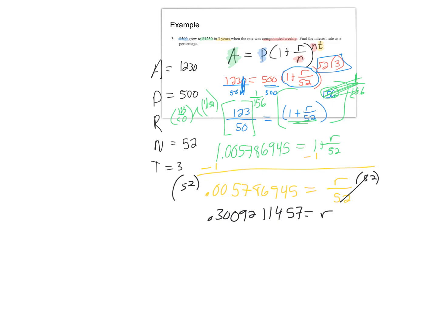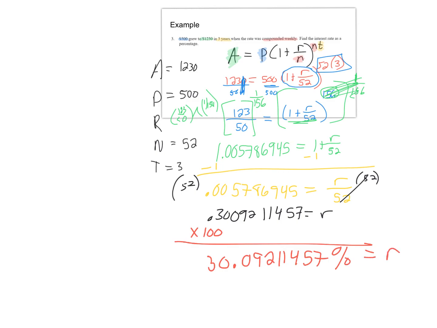Now at this point, we are told to give this as a percentage. So again, we have to take this answer and times it by 100. So you're going to get 30.0921147% is equal to r. And now I'm going to round to 2 places. So it's 30.09% is equal to r. All right. So there's that ugly one. All right, let's move on to the next one.